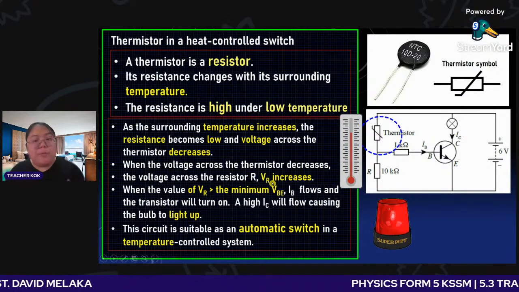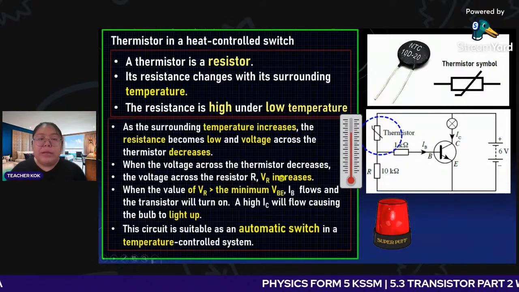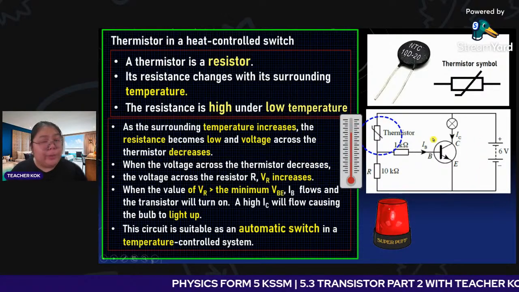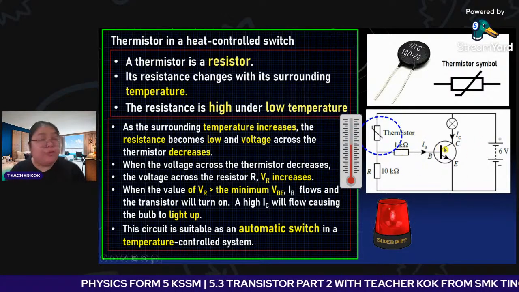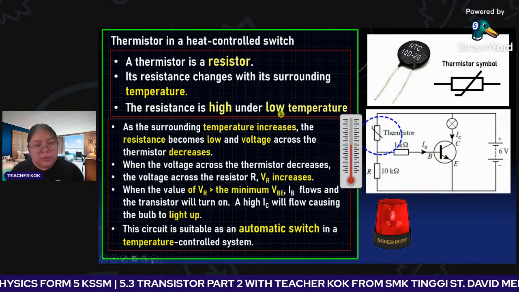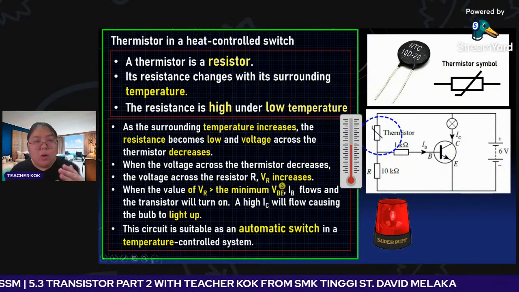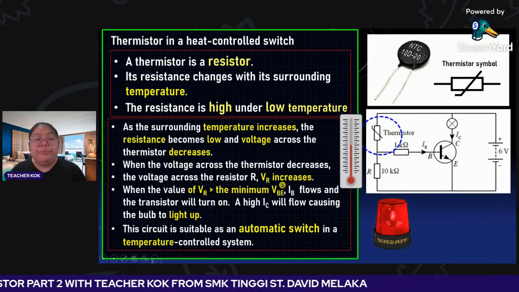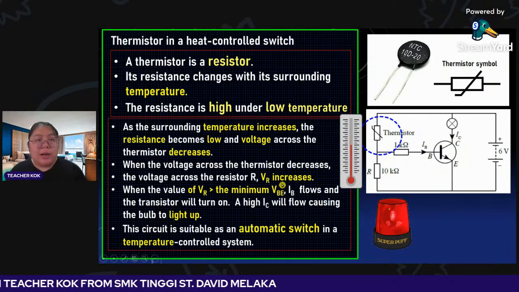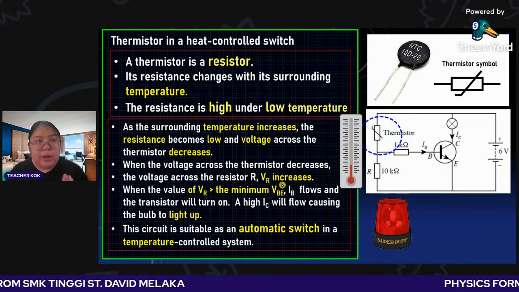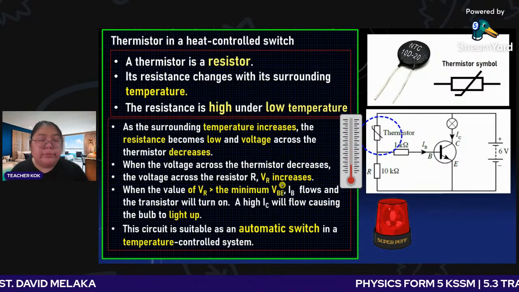When the question is 4 marks, they just ask you to explain how the siren can be on by using the concept of the transistor. Then you need to explain, point by point is also fine. With 4 marks, that means you need at least 4 points to explain the process.